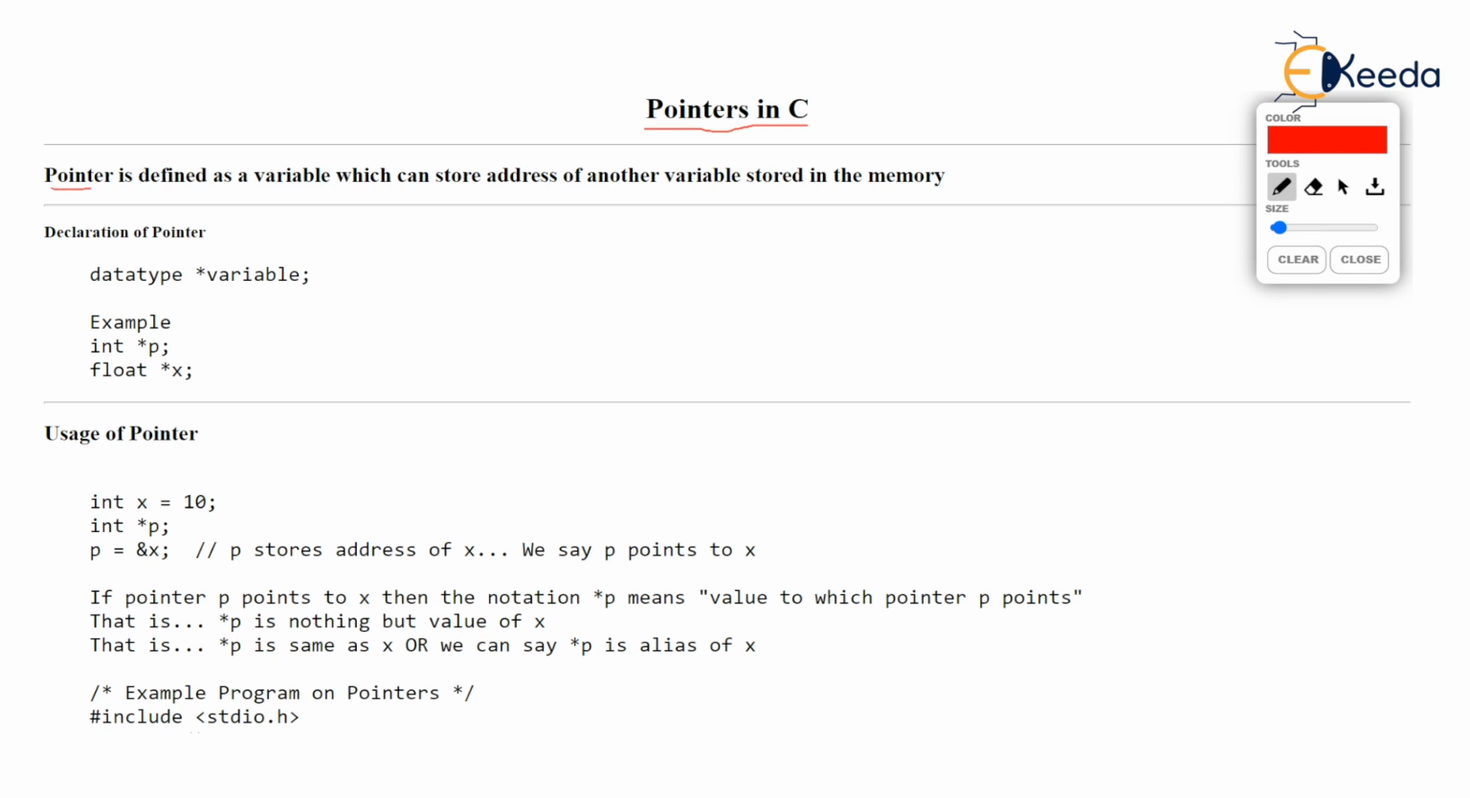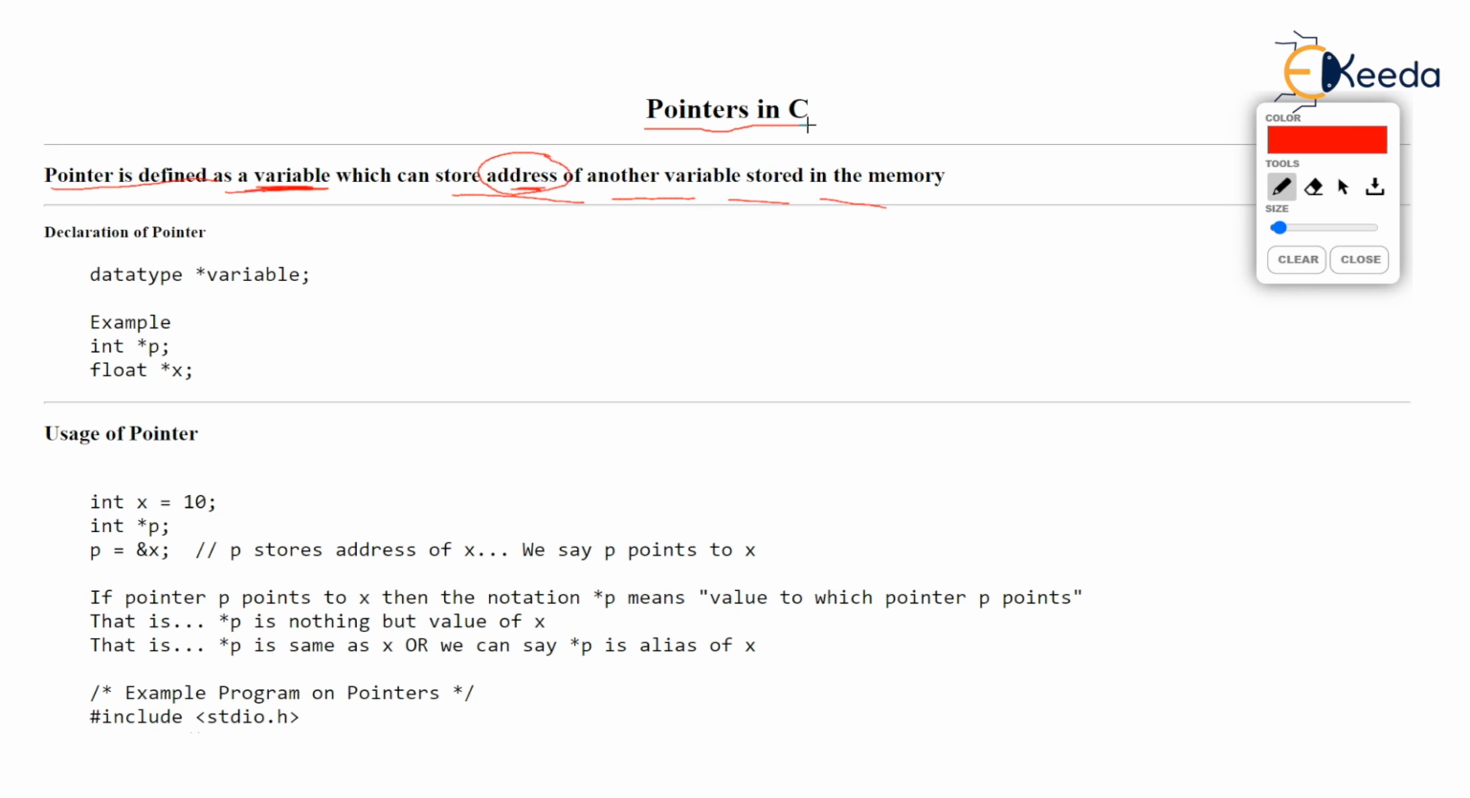Pointer is defined as a variable. Now, this is a very important point. Pointer is a variable, don't forget that, which can store address of another variable stored in the memory. So basically, a pointer is something which stores address. For example, integer variable stores int value, or float variable stores some real number. Like that, pointer variable stores address.